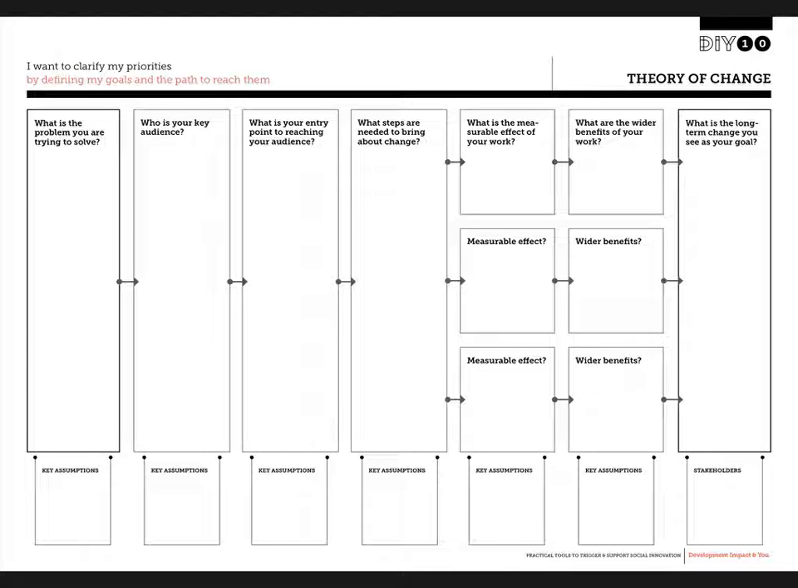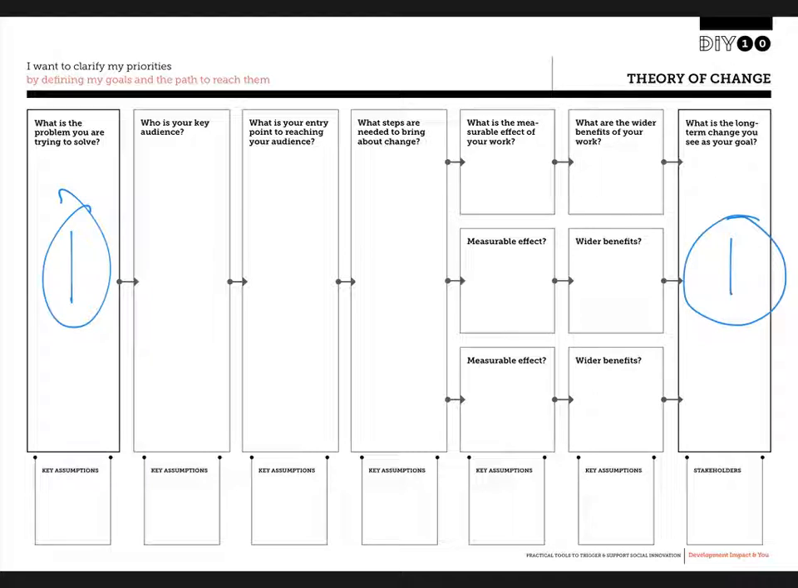Here's an overview of the define tools in your design thinking toolkit. At the front end of this, we have a tool called the theory of change. What we're going to do is begin working with this now, but we're going to come back to it later. The idea with theory of change is that we begin by identifying the problem we want to solve and the long-term change that we see as our goal.